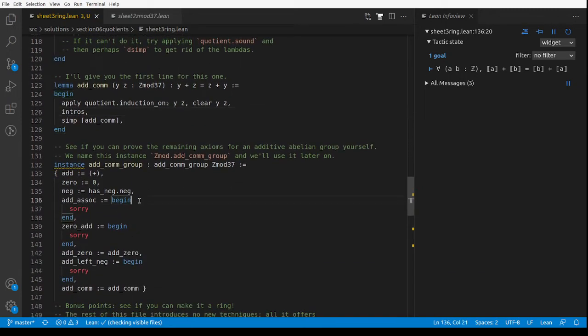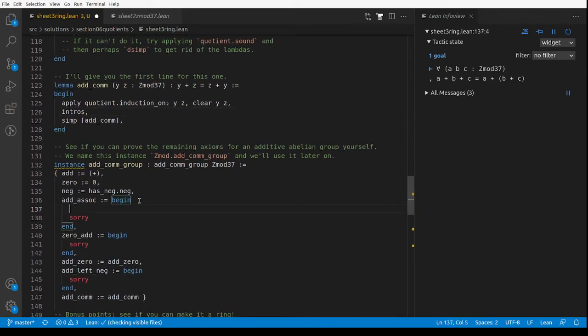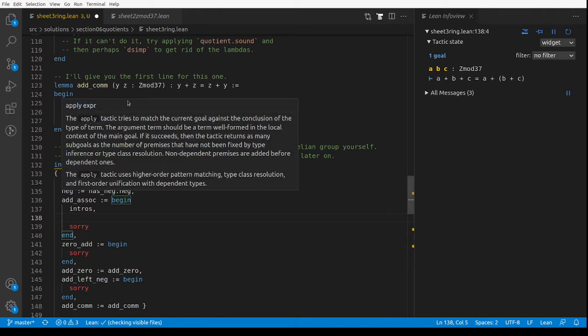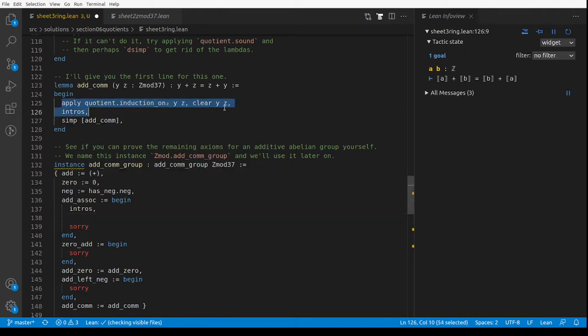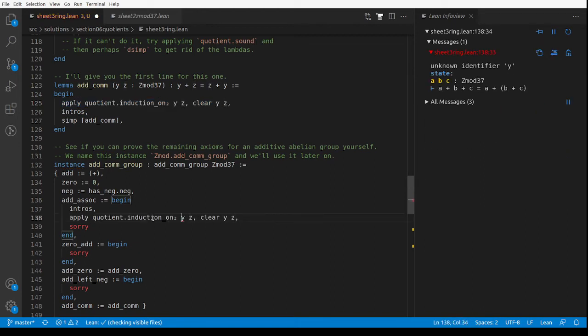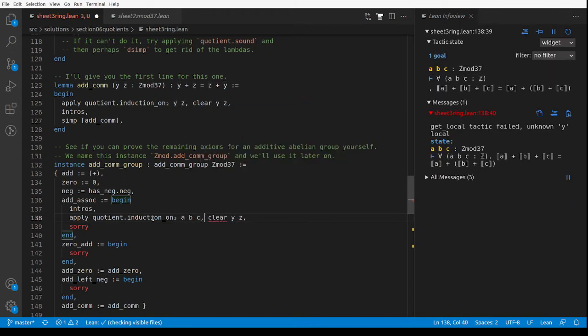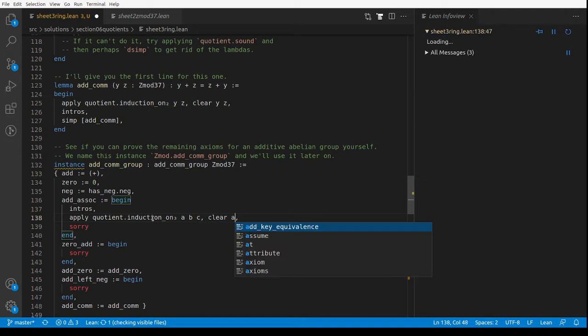Okay, so now let's knock these things off. Add_assoc. I guess we do intros, and then we do apply quotient induction on 3, I suppose. There we do slash 3, and what did I call them? A, B, and C, and then we can clear A, B, and C.